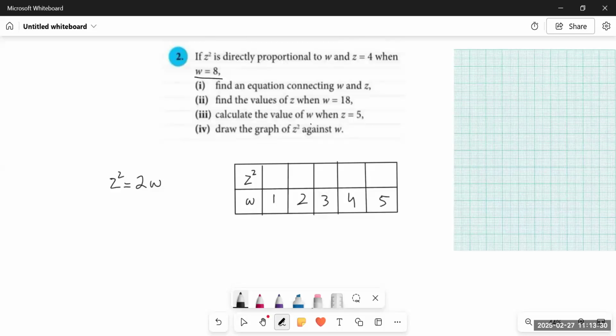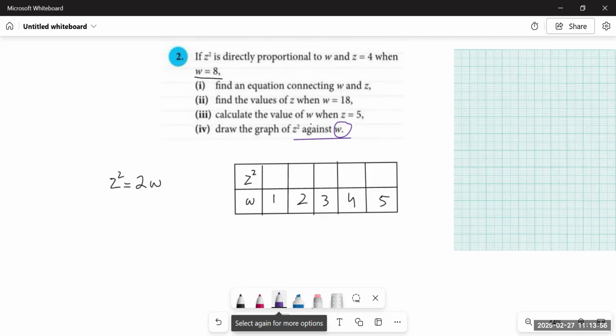Now students, when we have to draw the graph of z square against w, first we have to understand what this means. Against w means we have to keep w on the x-axis and z square on the y-axis. This is very important. First you have to understand which coordinate would go on the x-axis and which one on the y-axis. So the variable that is after 'against' would come on the x-axis. That is the key point.